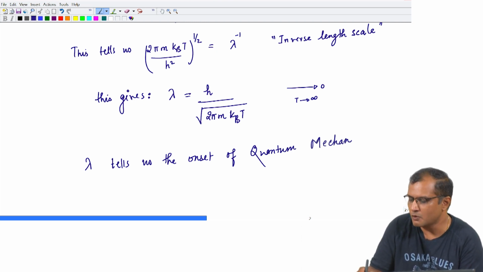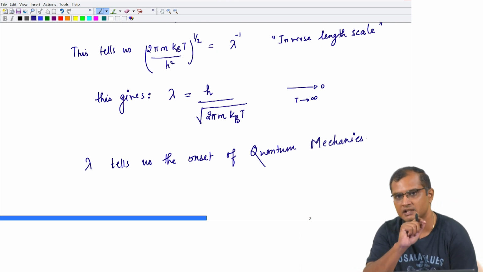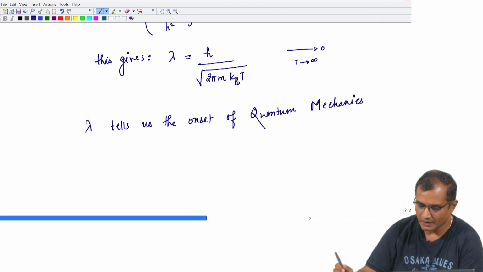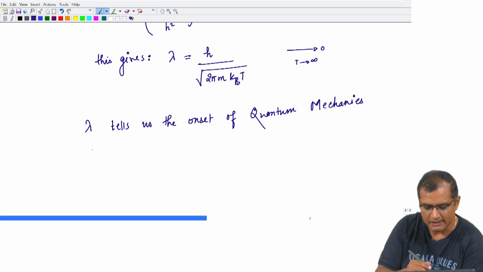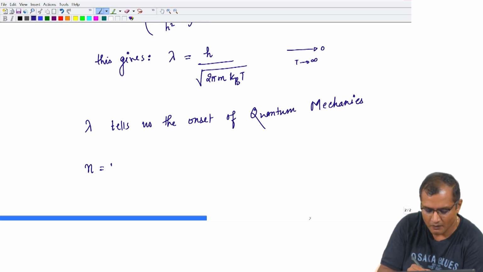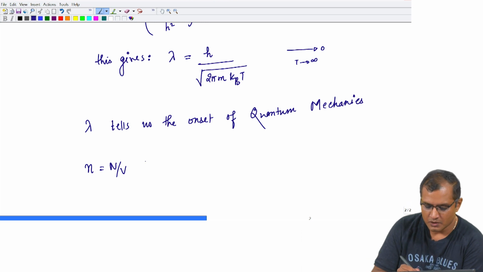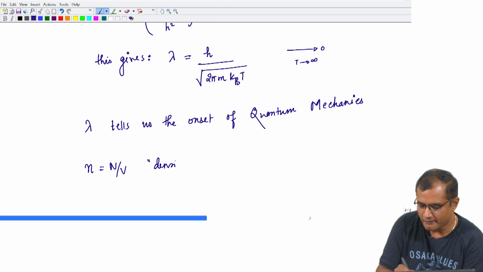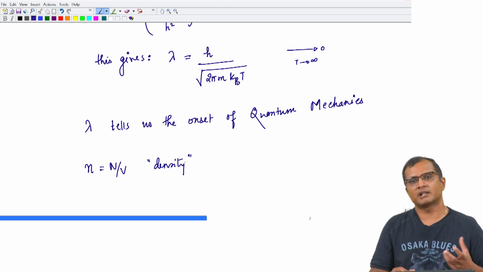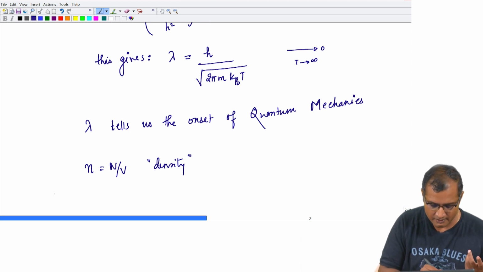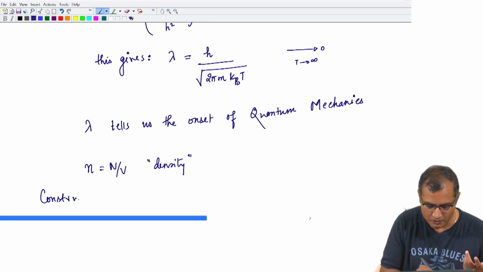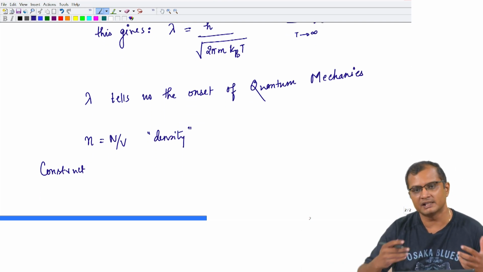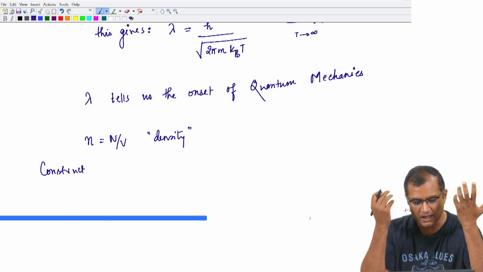Naturally, lambda alone will not tell us the onset of quantum mechanics. You have to compare lambda with some other length scale. So, let me give you some comparison. If you have a density, there would be a length scale that you can construct from density. I am going to tell you how you can tell that quantum mechanical effects are arising in your system.